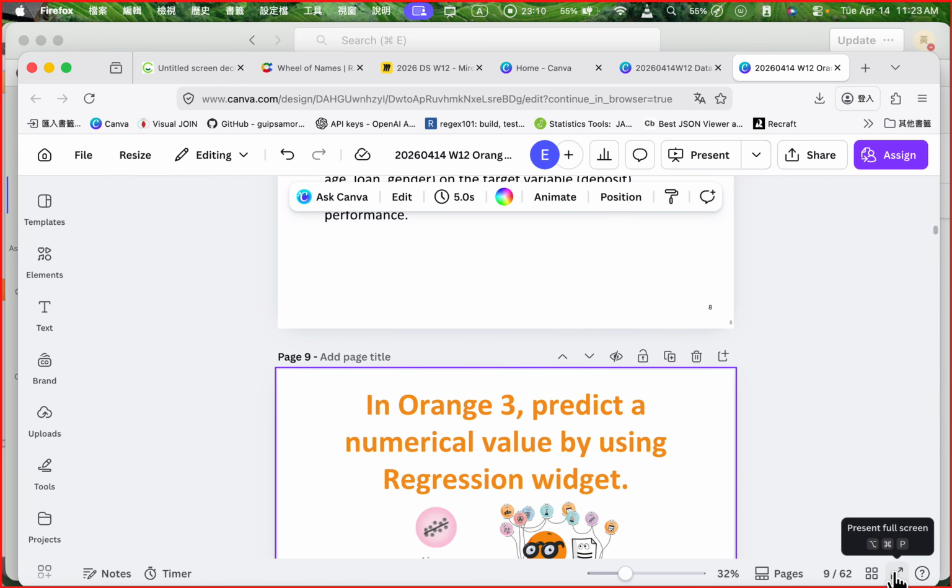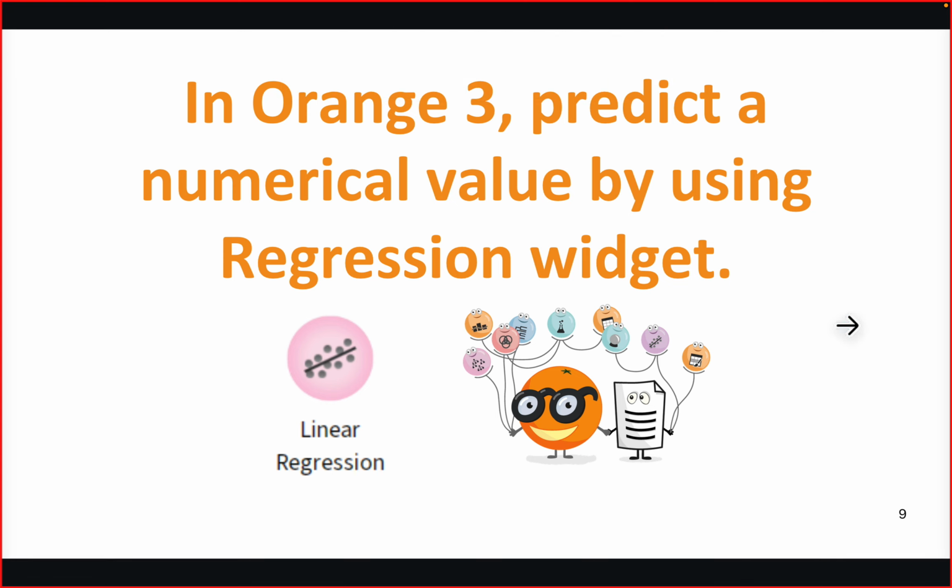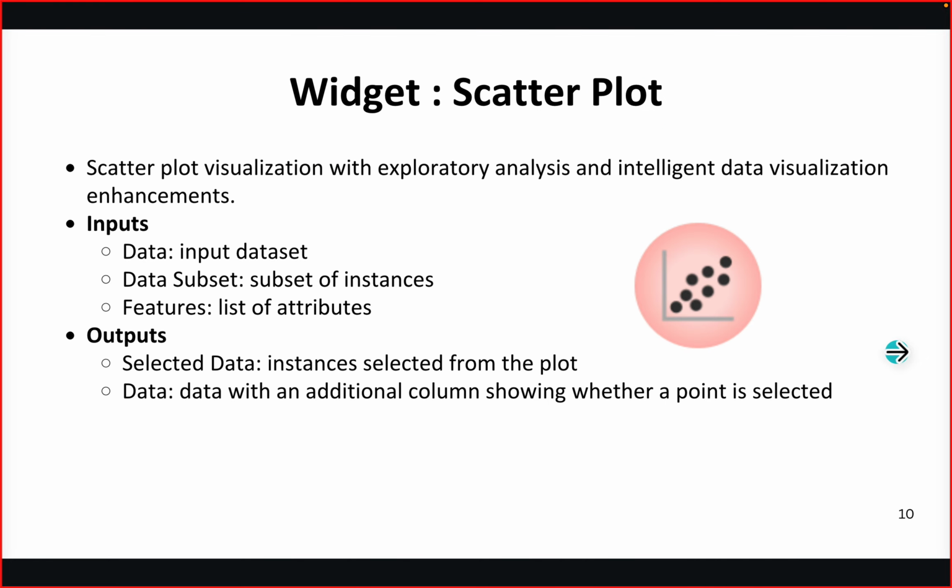Now let's go into the Orange 3 part. You can still see my screen, right? Yes. Okay, good. I would like to predict a numerical value by using the regression widgets. Of course, we need the scatter plot, something like the one on the right hand side of the whiteboard. Then we can explore the relation between two variables. So this is a scatter plot to visualize the relationship between variables.